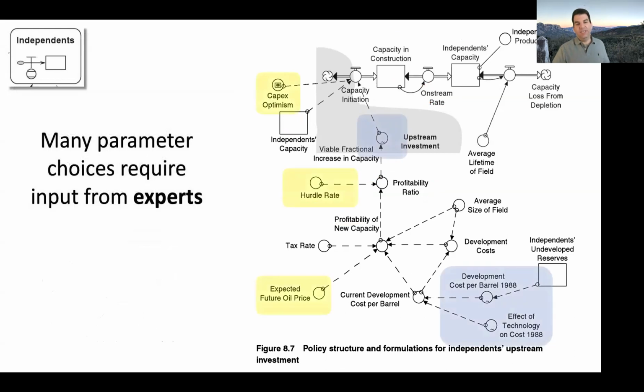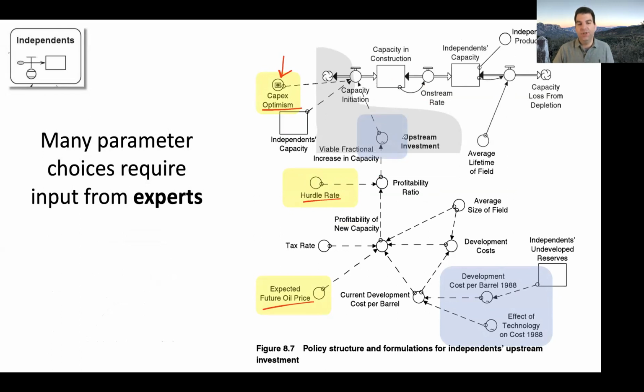And as I mentioned, a lot of these parameters require input from experts, domain experts. We are not oil experts. We don't know what the hurdle rate is for oil producers. We don't know what the optimism is. We might need to do surveys. Here, they implemented it as a slider that we can play with. We don't know what the expected future oil price is. We need to ask experts for that.